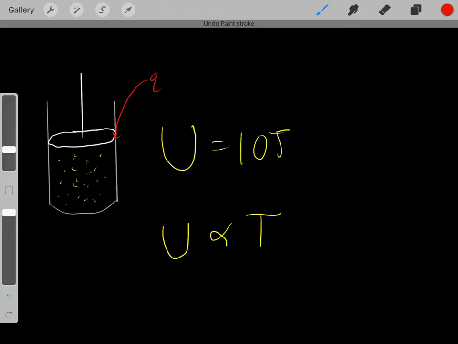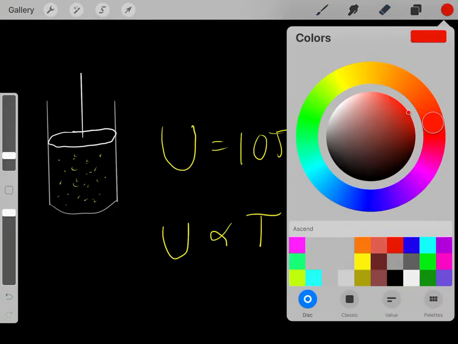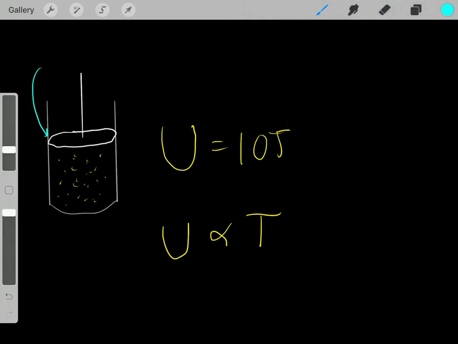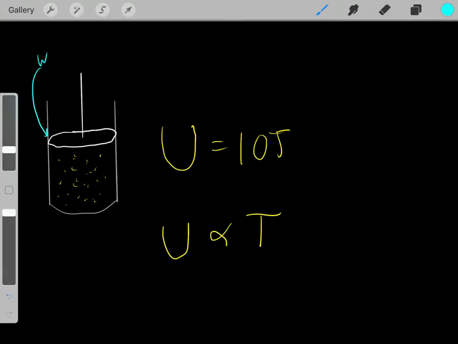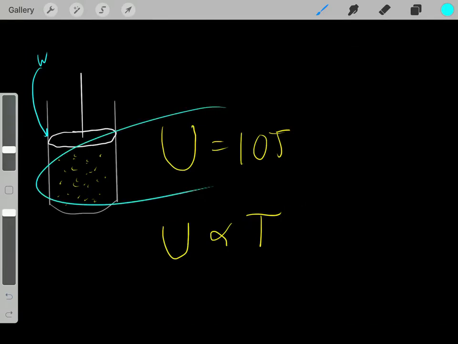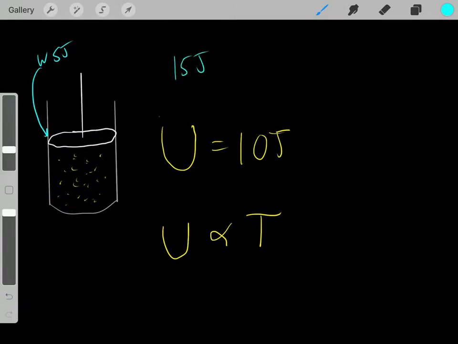However, there are other ways we can raise the internal energy. Heat is just one of the ways. Another way we can raise the internal energy is by doing work on the system. If we do work on this gas, if we compress this gas, we can also raise the internal energy of this gas. Again, let's say that originally we had 10 joules of internal energy, but then we do 5 joules of work on this gas. Now the gas has 15 joules of internal energy. So the internal energy has increased, so now the temperature has increased.